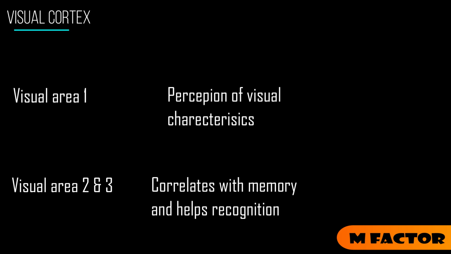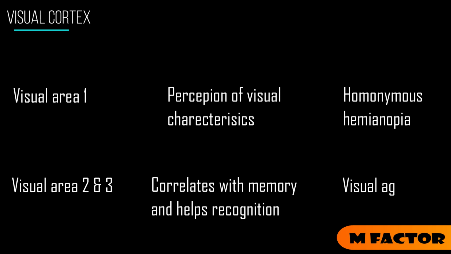Therefore, we can say that a lesion of visual area 1 leads to homonymous hemianopia, that is, loss of vision in the visual field of the opposite side. Lesion of visual area 2 and 3 leads to visual agnosia.